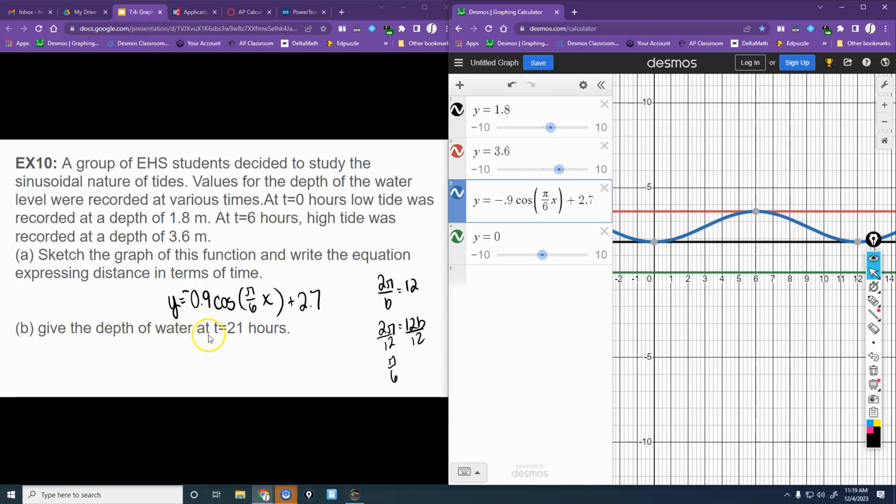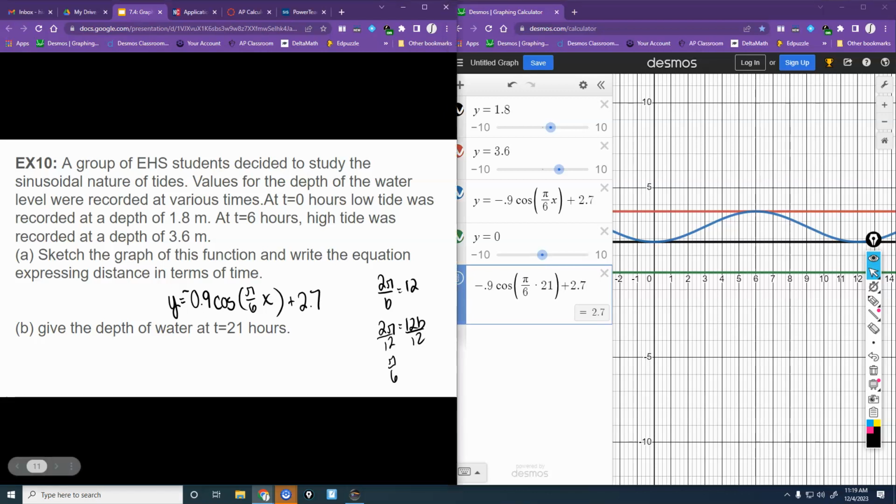If I want to know the depth of the water after 21 hours, I just need to plug in 21. So I do negative 0.9 cosine of pi over 6 times 21, plus 2.7. And I would get 2.7.